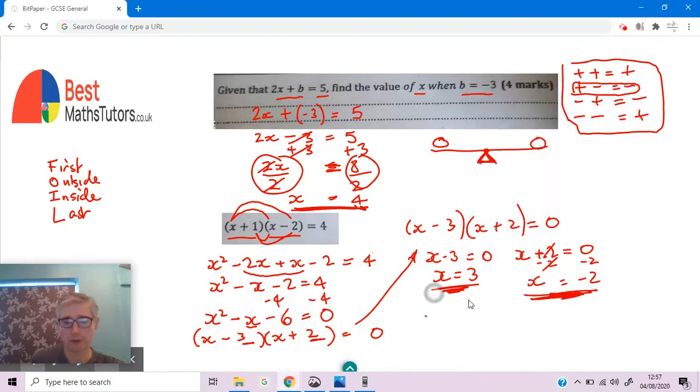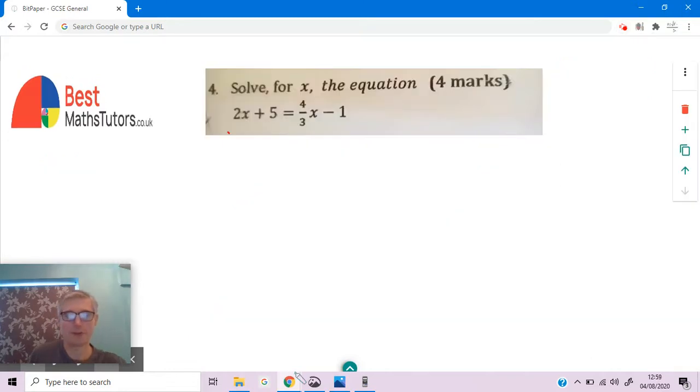Right then, well, we've got them there, haven't we? So x equals 3 and x equals minus 2. If we look at the final question that's been sent in to us, so here again, it's another equation to solve. We've got to find the value for x.